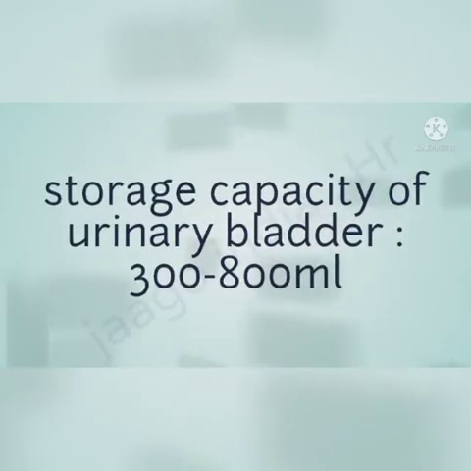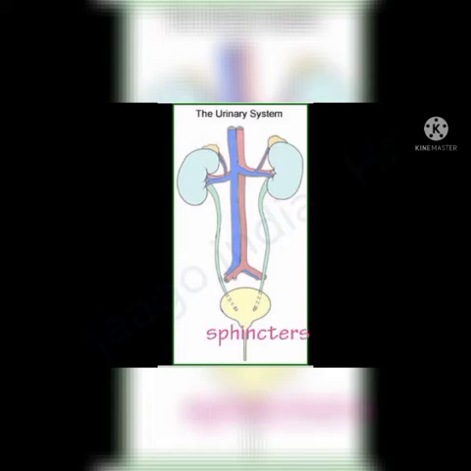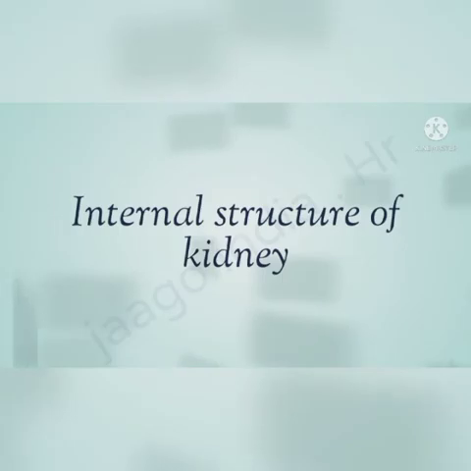to 800 ml. Urethra. It is a tube that takes urine from urinary bladder to outside. The opening of urinary bladder into urethra is guarded by a ring of muscles or sphincters. Now let us start learning about internal structure of kidney.